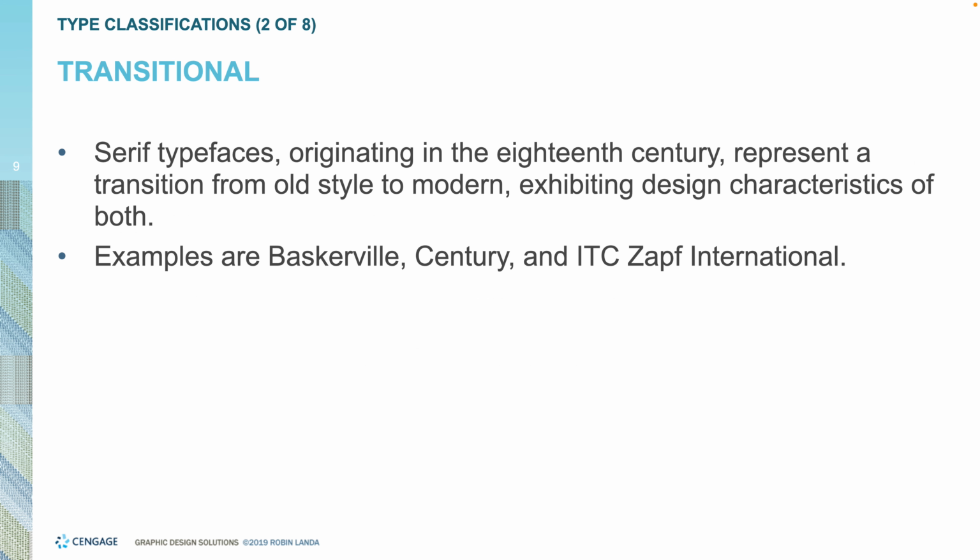If we go into transitional, so these are serif typefaces, we're getting about 18th century. In this case, we're looking at transitioning from that old style up to the modern style of type. So we're going to start to look at what are the characteristics. Well, we're going to see some of those old style humanist things, and we're also going to see some things that are going to show up in our modern type as well.